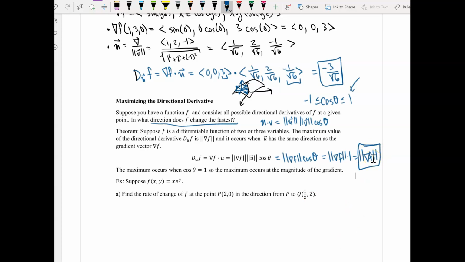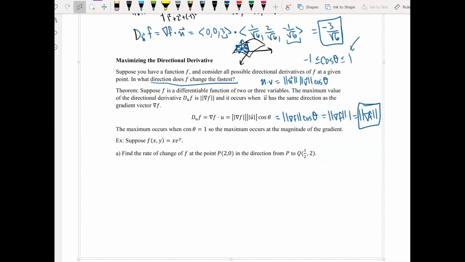This is what this looks like. Hopefully this helps to figure out why this is true. I know you can't really see it and say, oh, that's what it is, but this is just how you would go about proving it. All right, so that's going to be the fastest direction.